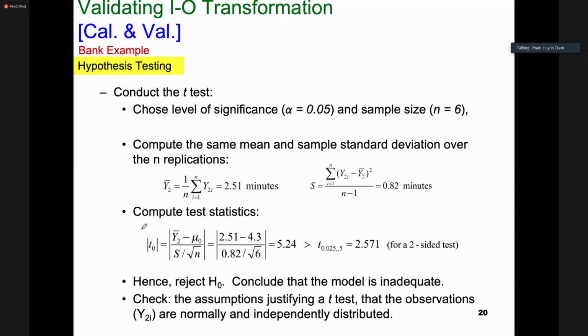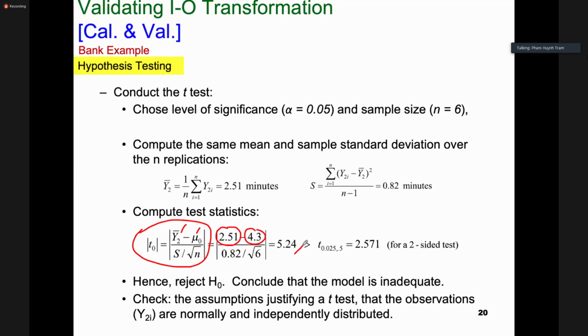Okay, so you look at this one. This is the test statistic in the t-test. We compare the average from our sample with the true value that we want to test. In this case, the average is 2.51 and the true value we want to test is 4.3. And we divide it by the standard deviation from our sample, S, divided by the square root of the sample size. We have 6 replications, so we have 6 values here. Our sample size is 6. So this is our computed test statistic, 5.24.